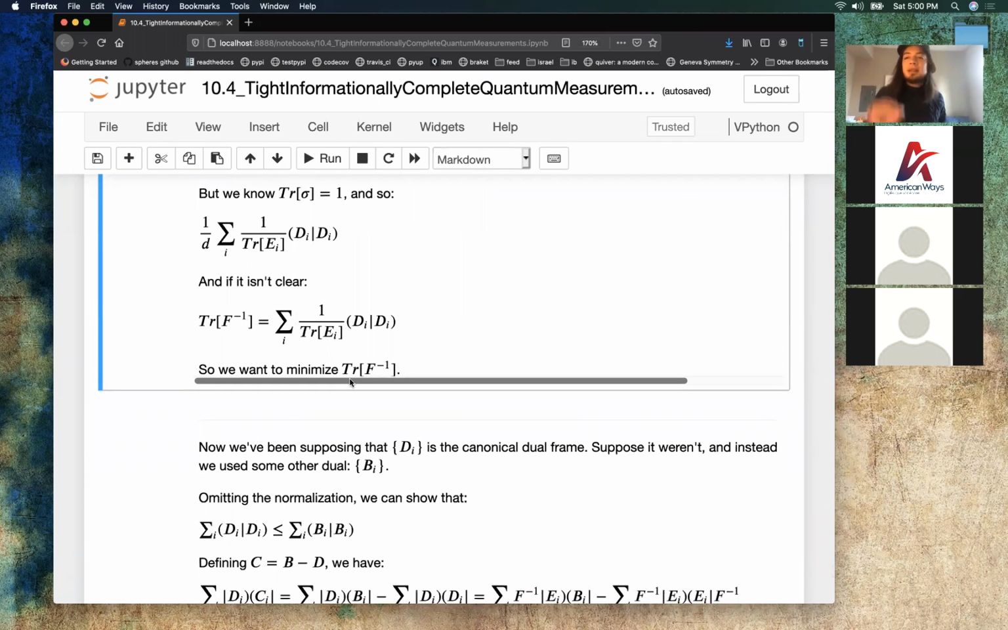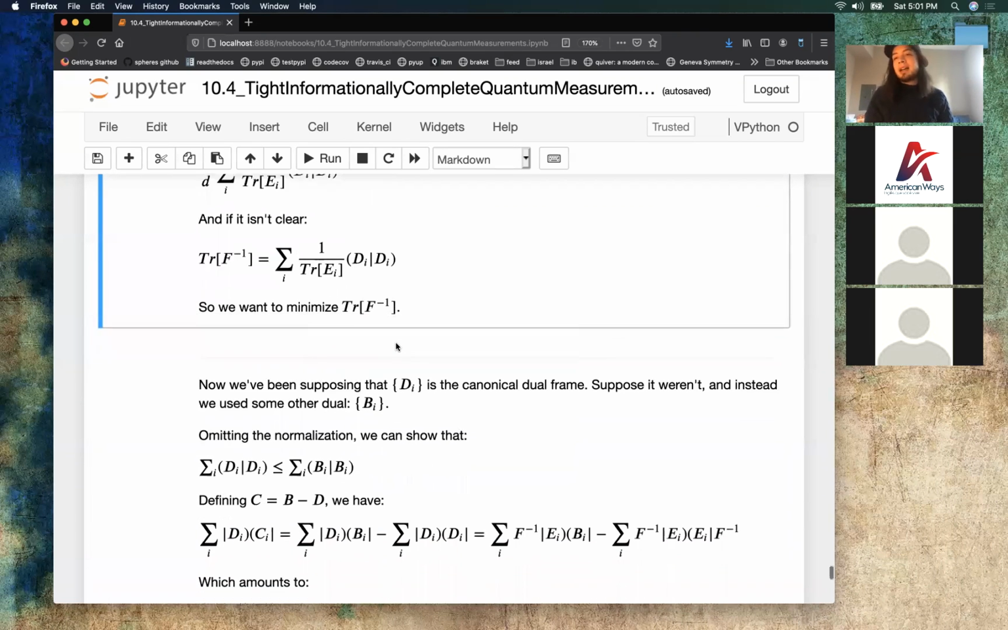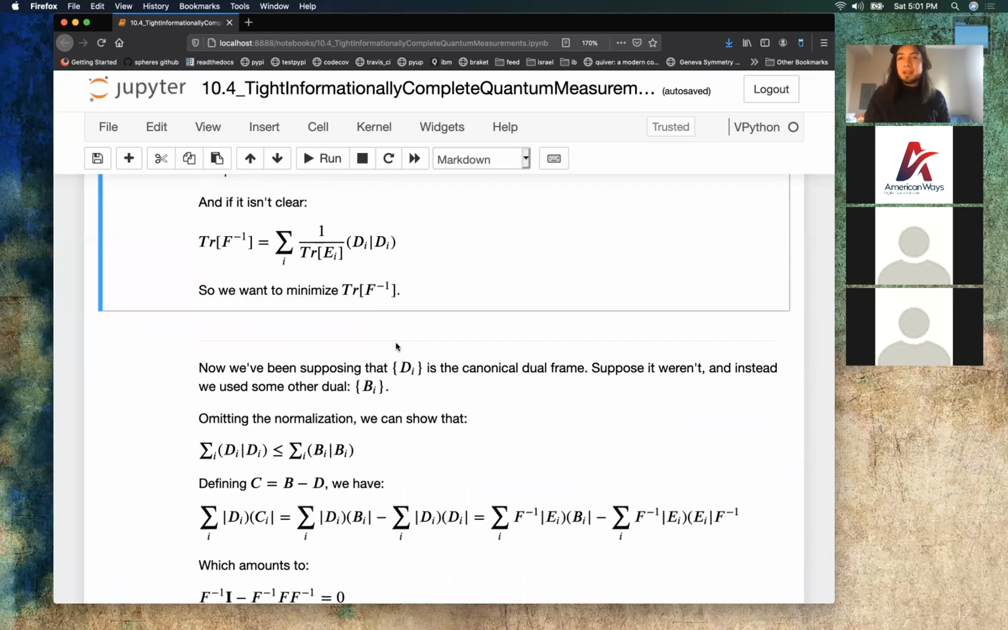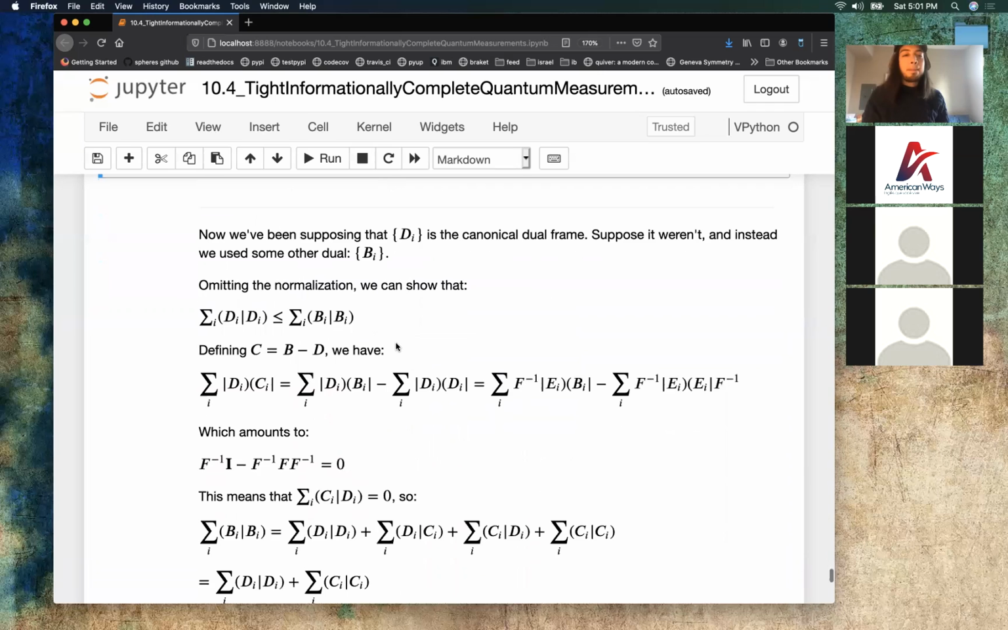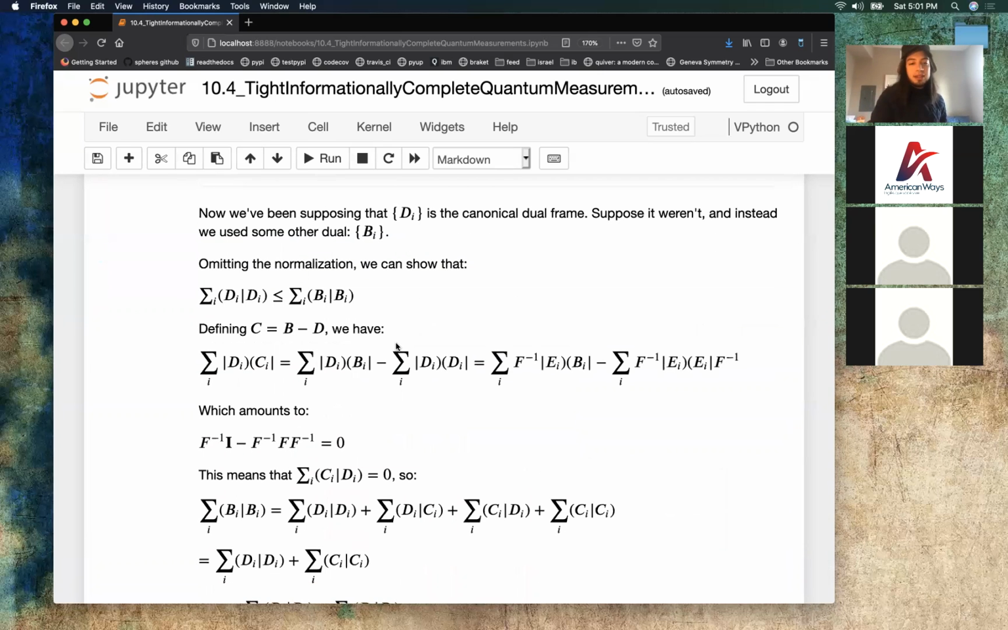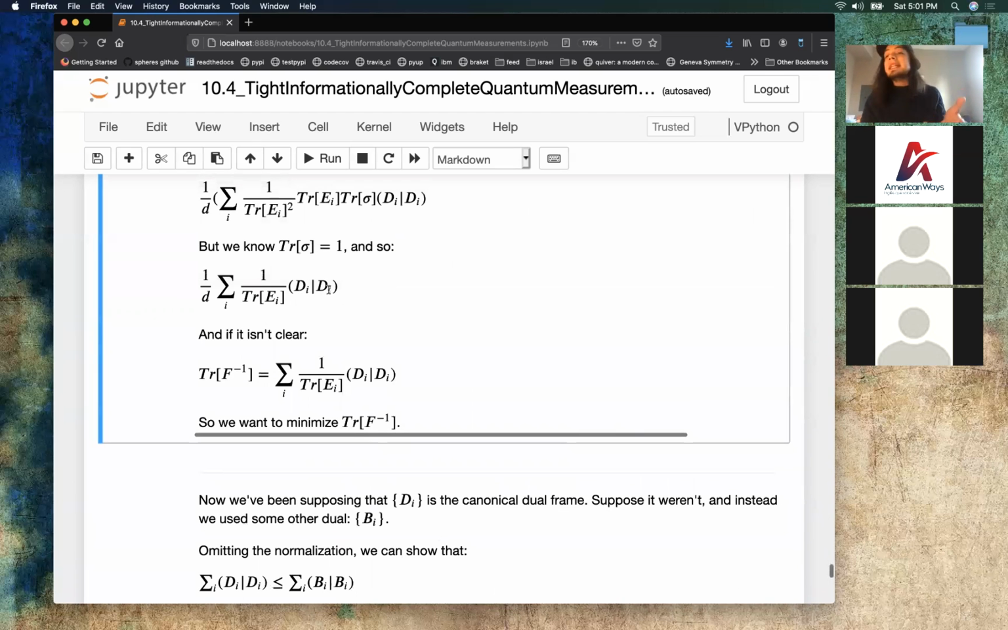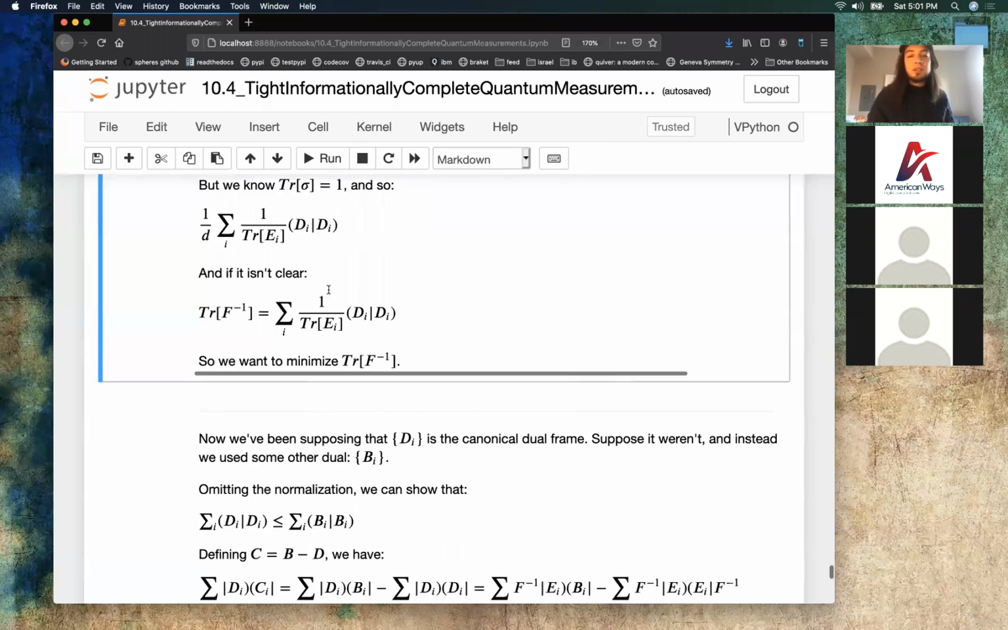So if we want to minimize the expected reconstruction error, then we want to minimize the trace of the inverse of the frame superoperator. So this is a cute little proof that, when we invoke these D's, we're basically talking about the canonical, quote unquote, dual. In other words, take the frame operator, take its inverse, act on the vectorized versions of the elements, and you'll get these canonical duals.